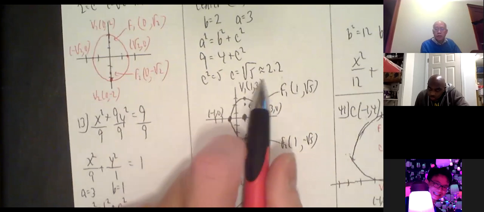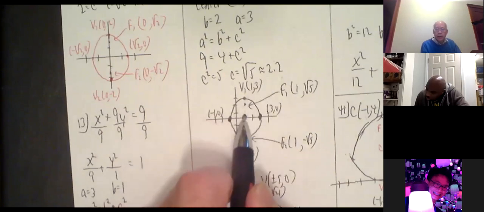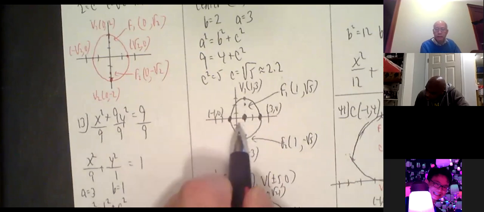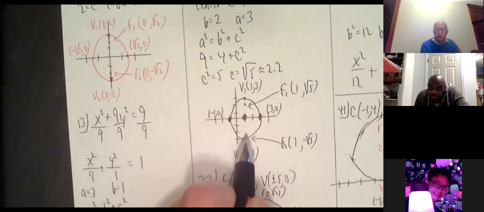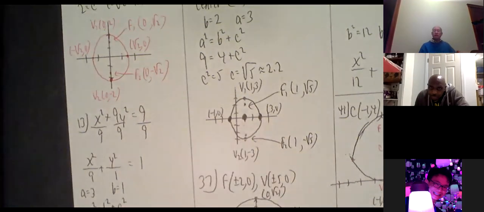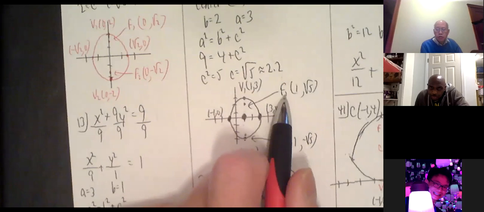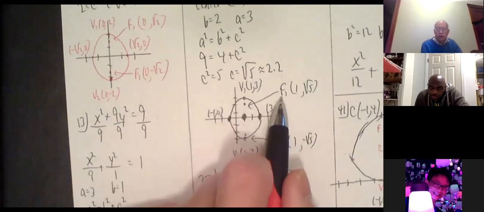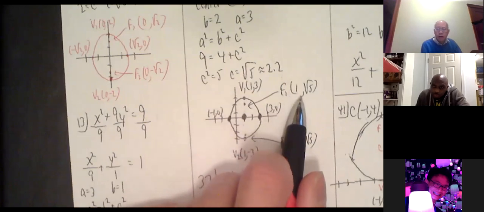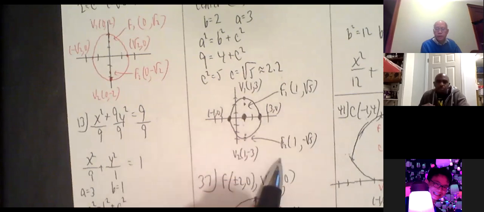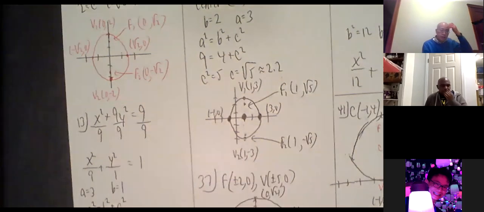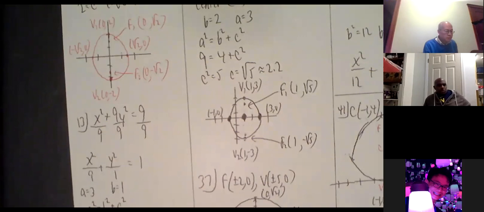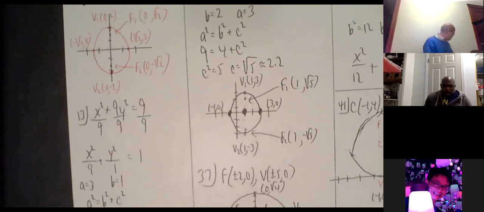Okay, and focal distance is 2.2. And again, notice if you were to go this way, that would take you outside of the ellipse. So you know that can't happen. So 2.2 up, 2.2 down. But when you label the foci, give the exact value. So root 5 up is F1, focus 1, 1 comma radical 5. And focus 2, 1 comma negative radical 5. That's pretty much about it.